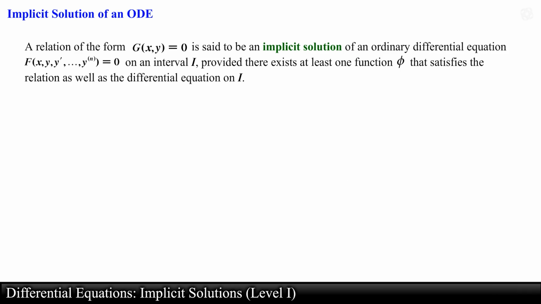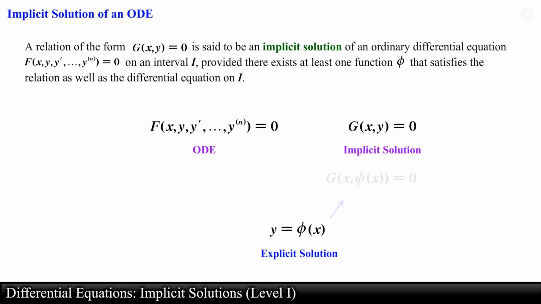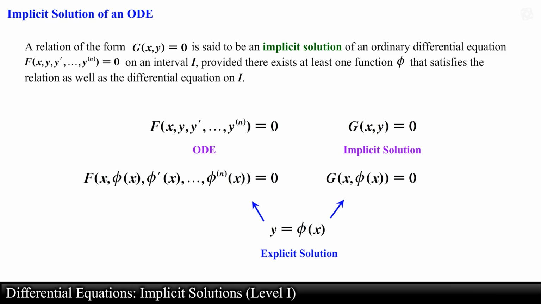In general, a relation of the form g of x and y equals 0 is said to be an implicit solution of an ordinary differential equation on an interval I, provided there exists at least one function that satisfies the relation as well as the differential equation on I. If you happen to solve a differential equation and find a solution of the form g of x and y equals 0, then there exists at least one function that satisfies both the relation, that is, g of x, phi of x equals 0, and the differential equation on an interval I.